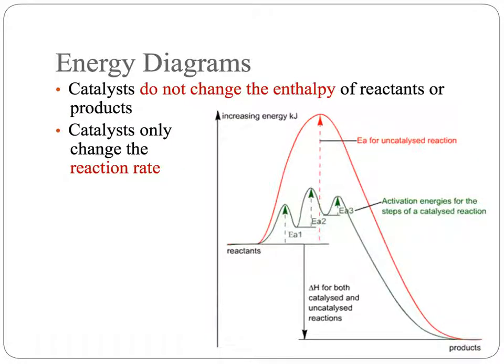Remember with the energy diagrams that catalysts do not change the enthalpy of the reactants or the products. The energy values of where the reactants and the products end up on the energy diagrams stay the same, but they change the rate of the reaction. With a catalyst, a reaction will happen faster, sometimes extremely much faster, so that is where the change is.